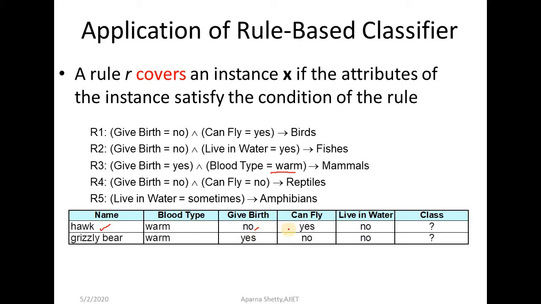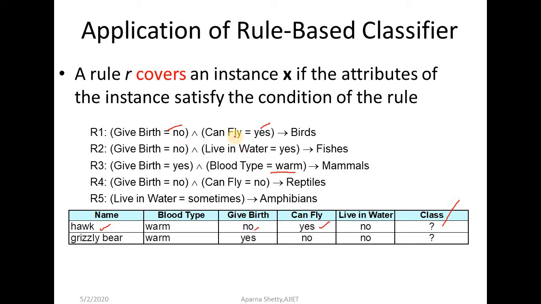So you have to see where gives birth is equal to no. So gives birth is equal to no here, correct? This is satisfying. Can fly is equal to yes, this satisfies. So can I classify this as bird? Yes. Okay, because these two attribute conditions are satisfied: gives birth is equal to no, can fly is equal to yes.